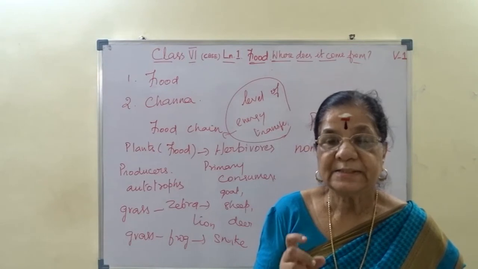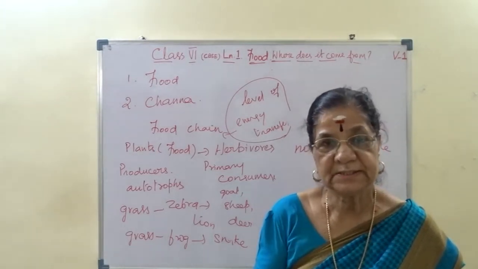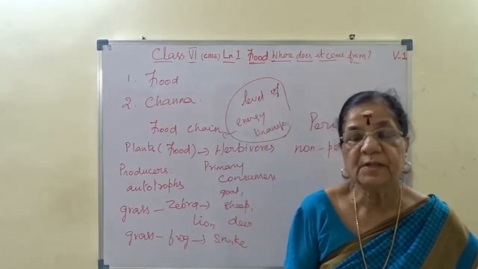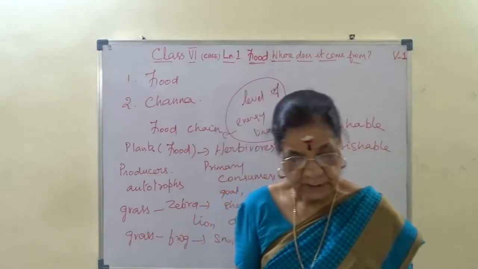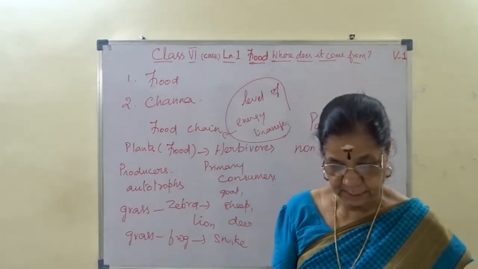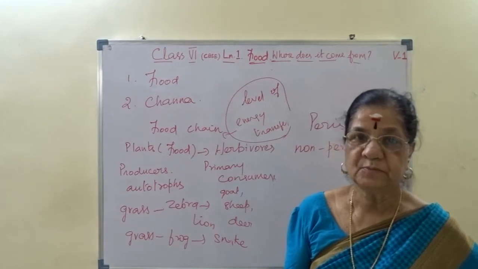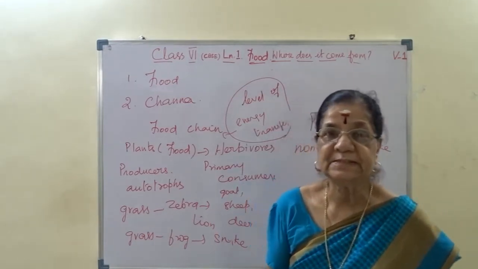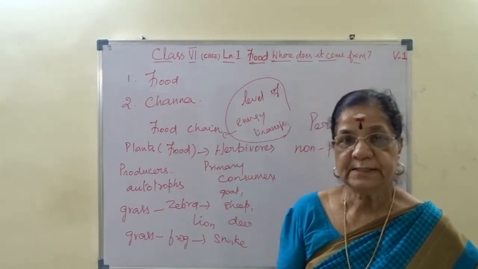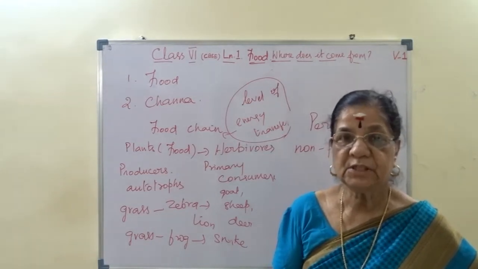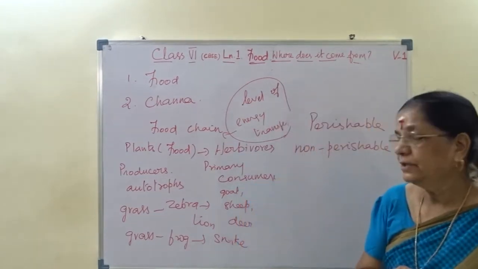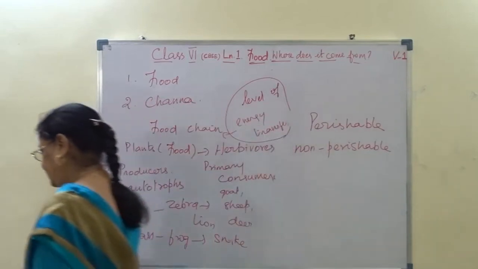The components of food are called nutrients. Food contains substances called nutrients that help us to have a healthy body. Correct? Then what are called ingredients? Substances that are used to prepare food items are called ingredients. I hope you understand.